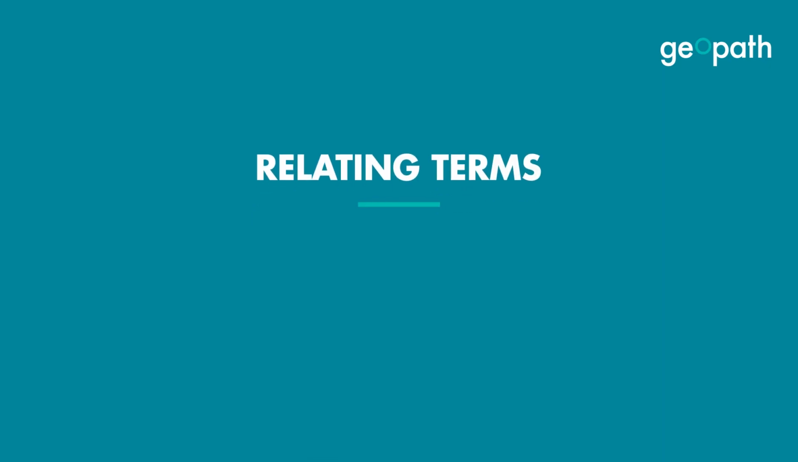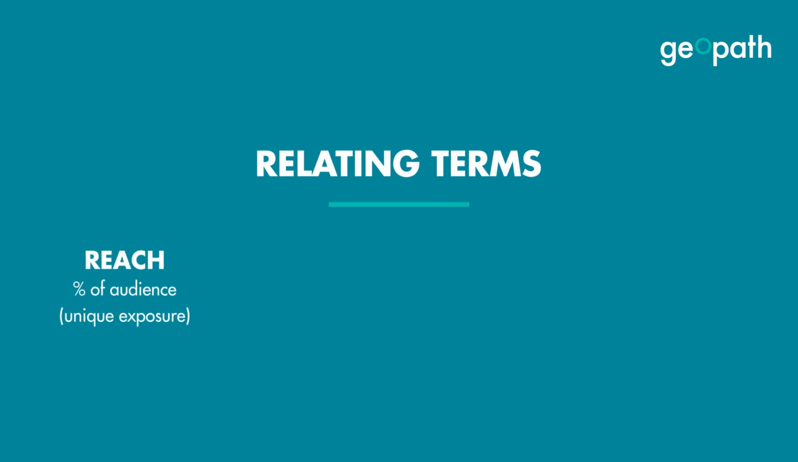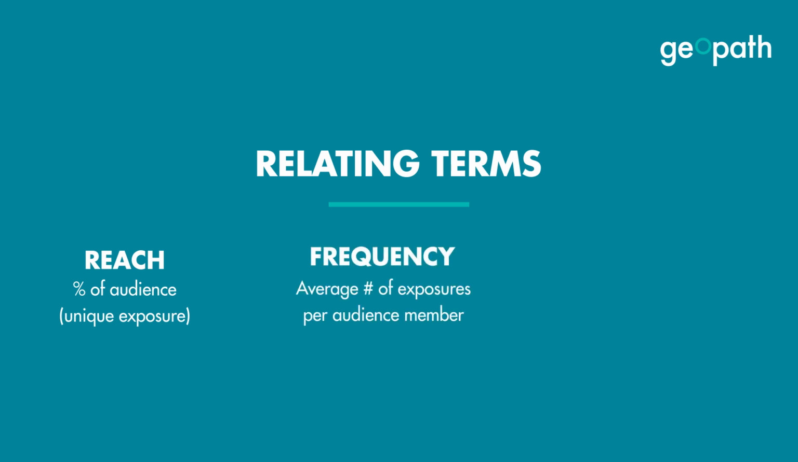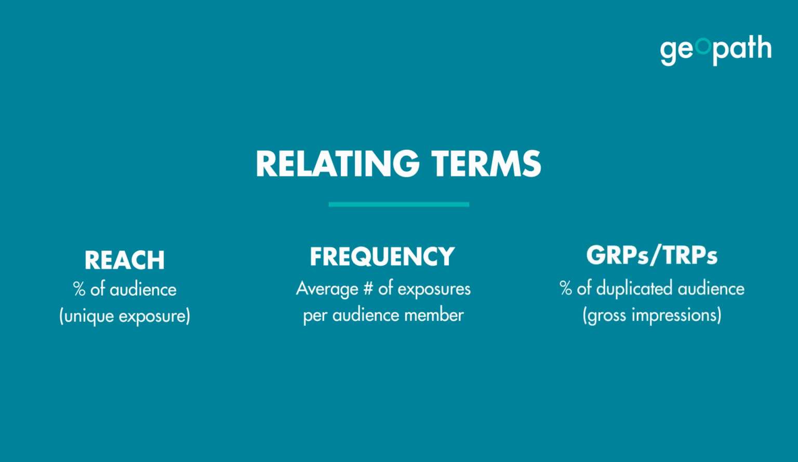Let's take a few minutes to relate the basic terms we've reviewed in the past few videos. Reach gives us a percentage of our audience in terms of unique exposures. Frequency gives the average number of times an audience is exposed to a message. GRPs and TRPs give us a percentage of our audience in terms of gross impressions. Therefore, reach times frequency equals GRPs or TRPs.